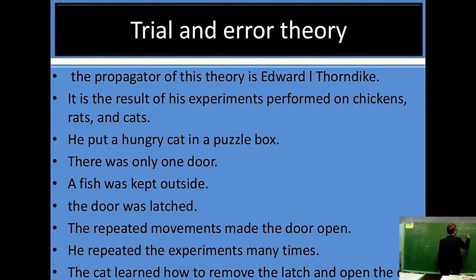The trial and error theory. The propagator of this theory is Edward Thorndike. It is the result of his experiments performed on chickens, rats, and cats. He put a hungry cat in a puzzle box. There was only one door. A fish was kept outside. The door was latched. The repeated movements made the door open. He repeated the experiments many times. The cat learned how to remove the latch and open the door.